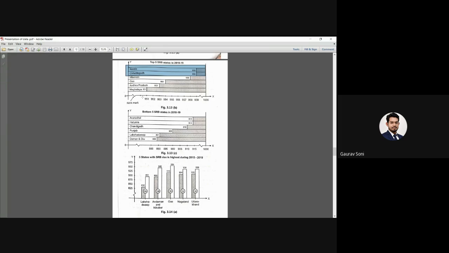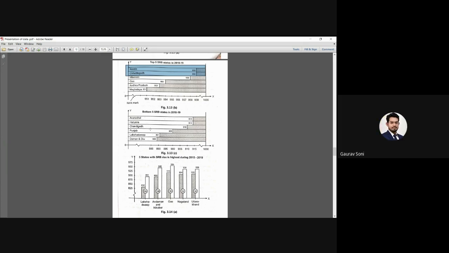So next question is, name the state having lowest SRB during 18-19. The state is Daman and Diu. Name the state showing highest rise in SRB during the year 15-16. Goa.